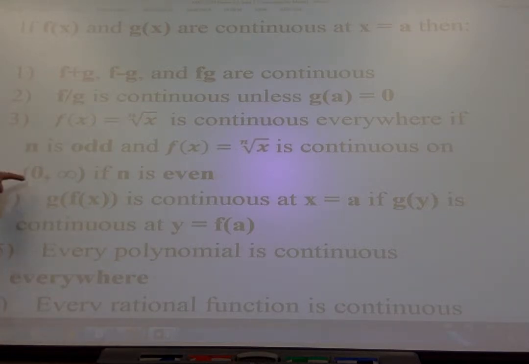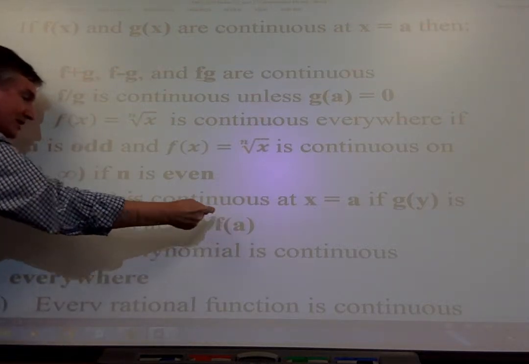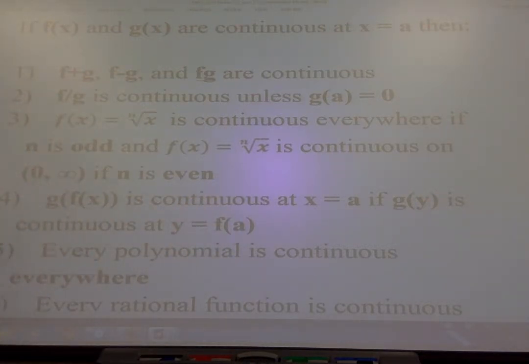And this one sounds like double talk, and I apologize for it. But g of f of x, like we were saying, our composition functions that we have on our quiz today, that's going to be continuous at x equal a if g of y is continuous at y equal f of a. In other words, if you put a into f and that value makes g continuous, it's fine. Otherwise, it's not. Okay, that's what we could say about that.